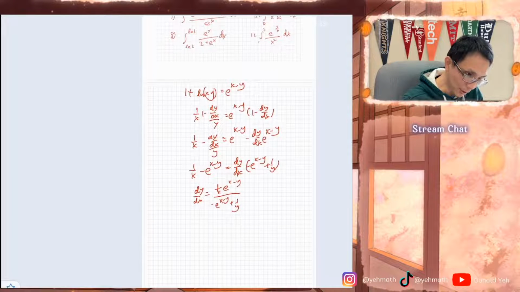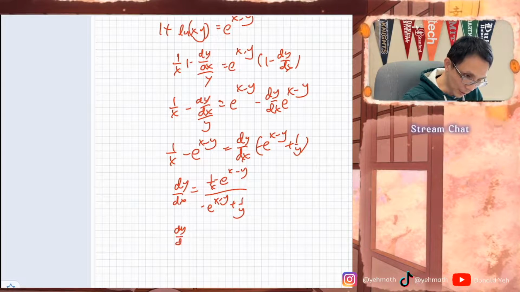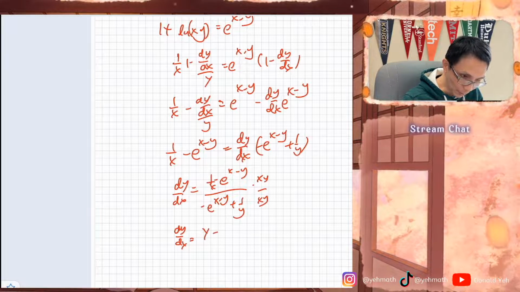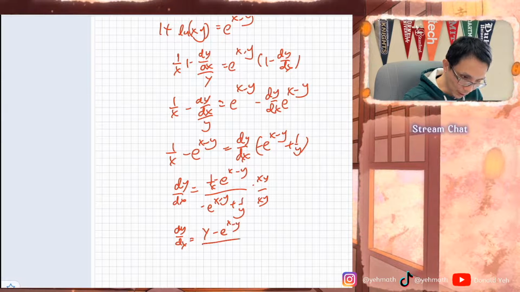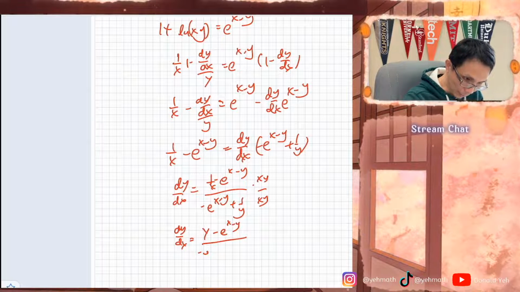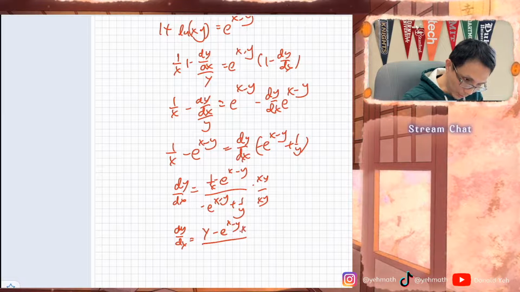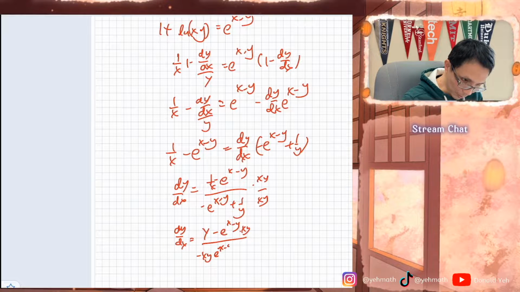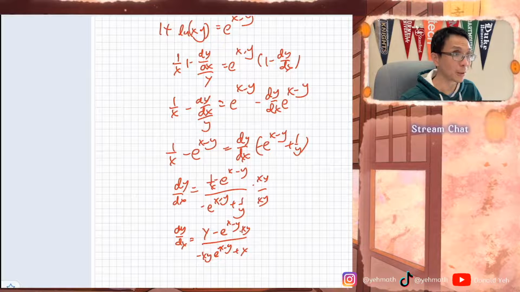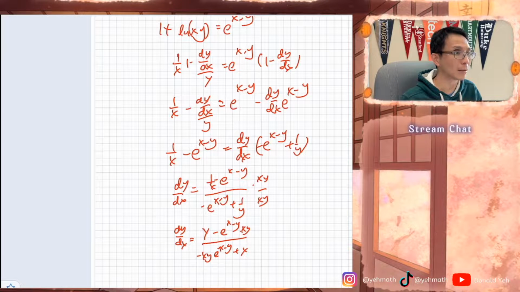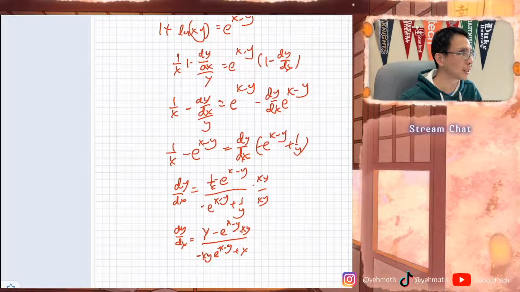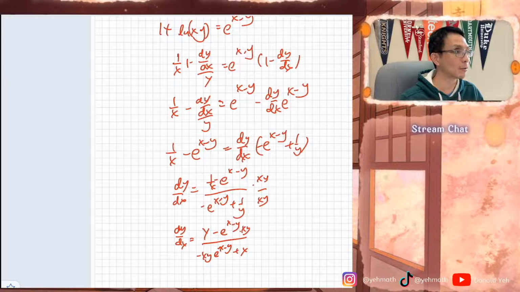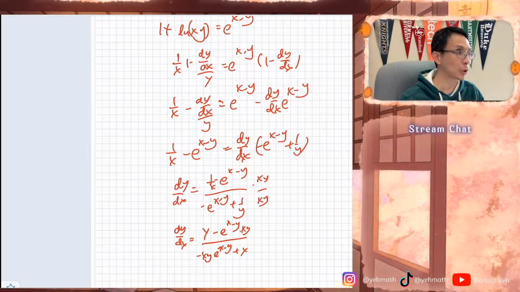Now, if the question says find dy/dx, then you're going to say dy/dx here is equal to, times top and bottom by xy. And that's going to give you y minus e to the x minus y over, sorry, xy here. And then here it's going to be negative xy e to the x minus y plus x. So that's the final answer. But why would you want to do that if the question only asks you to find the equation of the tangent line? Once you take a derivative, can I just plug in? If I got x and y values, finding a slope, done. Because your goal is to find the slope.